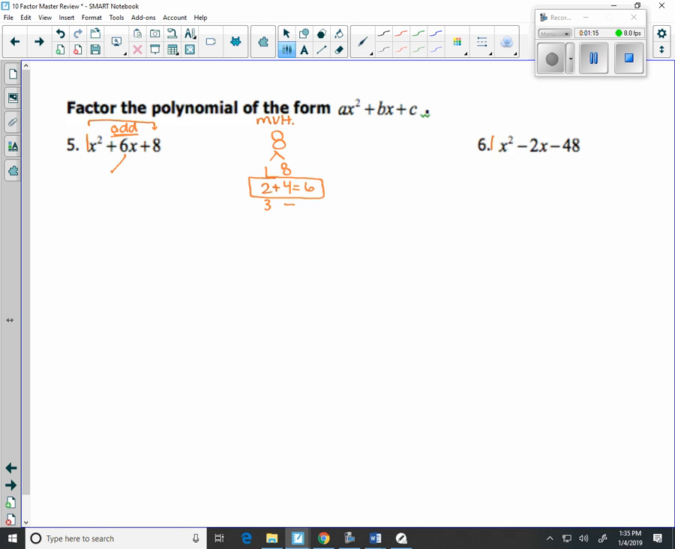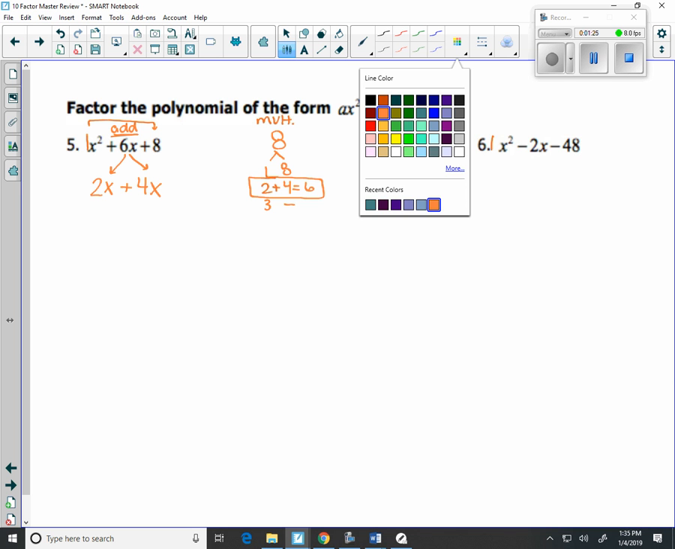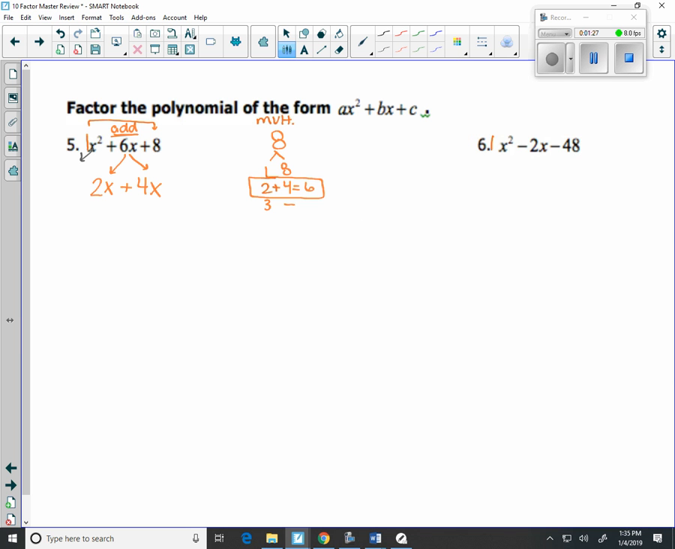We change our 6x into 2x plus 4x, and we bring down the rest of the problem with us. So we're going to bring down that 1x squared and that 8. And now it's called split the middle because we took that middle term and split it into 2 so that we can turn this into a GCF problem.